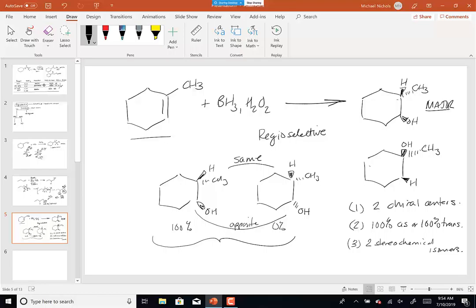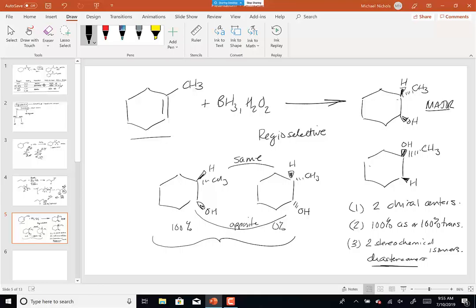The problem here is that the two stereochemical isomers cannot be enantiomers. So your two stereochemical isomers must be diastereomers. They have to be diastereomers, because again, you cannot make one enantiomer over the other unless one of your reactants is optically active or chiral. And all the reactions we're going to do, the reagents will not be chiral. So those two stereochemical isomers must be diastereomers. And will you favor one over the other? That's what the 100% cis and 100% trans does.